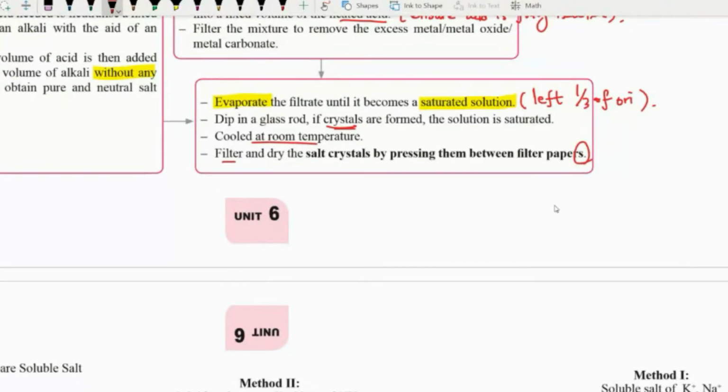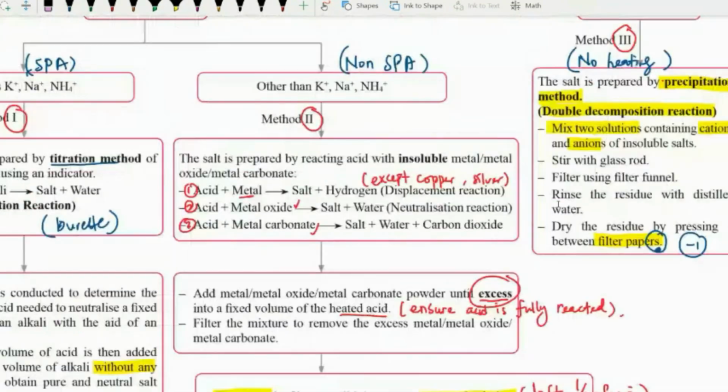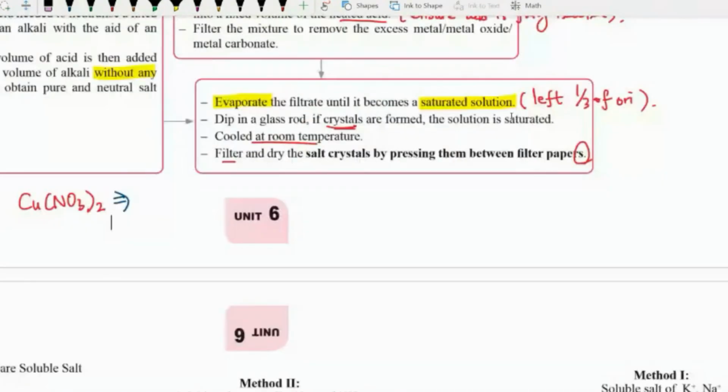Let's say now it is copper 2 nitrate. So this one, which method are you going to use? Method 1, 2, or 3?